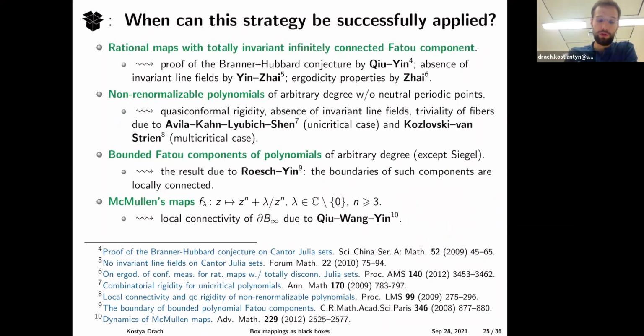Another set of examples is the so-called McMullen maps. These are maps of the form you can see on the slide. Qiu and Yin proved that for these maps, infinity is an attracting fixed point, and they proved that the boundary of the basin of infinity is locally connected. And this is already the situation for a one-dimensional family of rational maps.